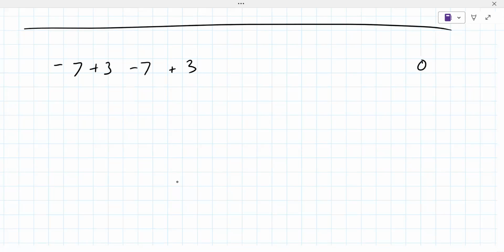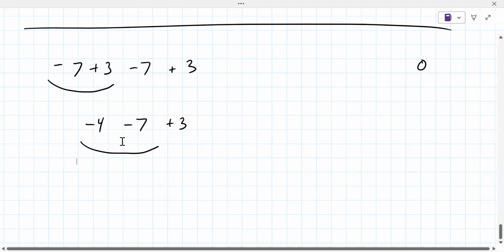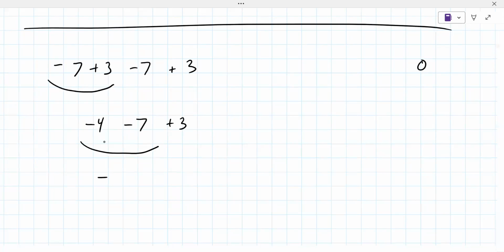Right. So let's take a look here. What is -7 plus 3? -7. Wait, -4. Okay, so we'll bring the next part down. So now -4 and -7, they're the same sign, so you add them, right? What is the result of that? Oh, dang it, I messed up. That's okay. -11 plus 3.